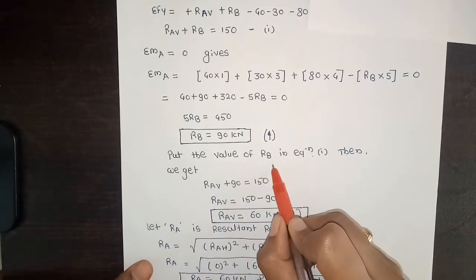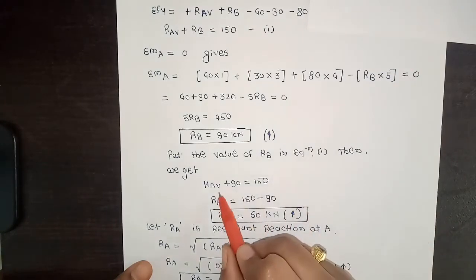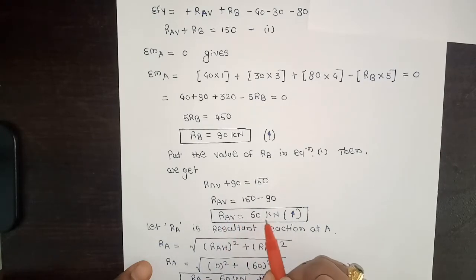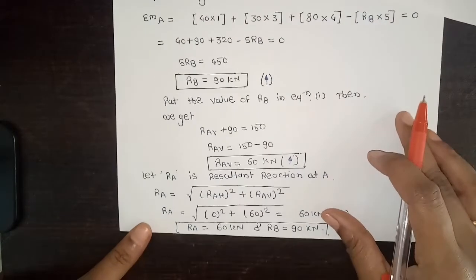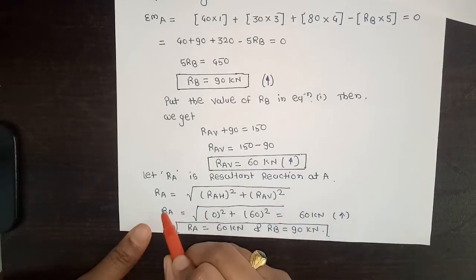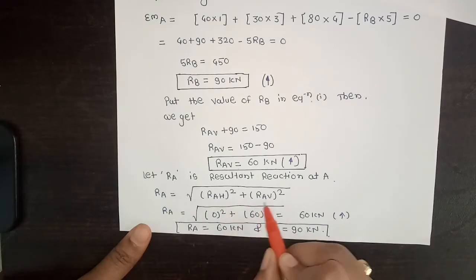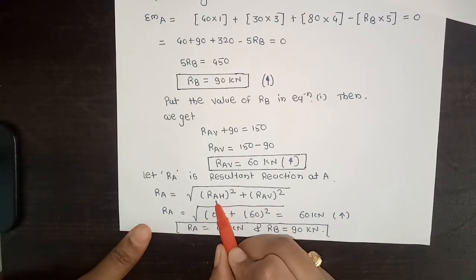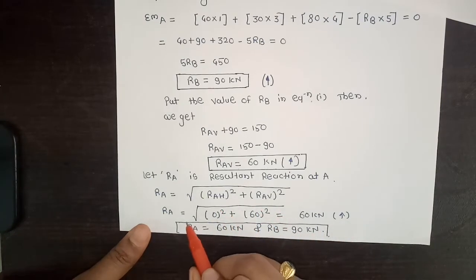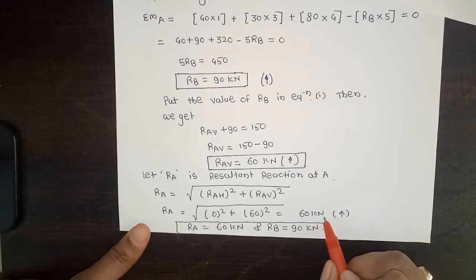Put the value of RB in equation 1, then we get the RAV value. So RAV is equal to 60 kN. Let RA be the resultant reaction at A. Then RA is calculated by the formula square root of RAH squared plus RAV squared. What is the value of RAH? RAH is 0 and RAV is 60. Solving this, we get RA is equal to 60 kN.